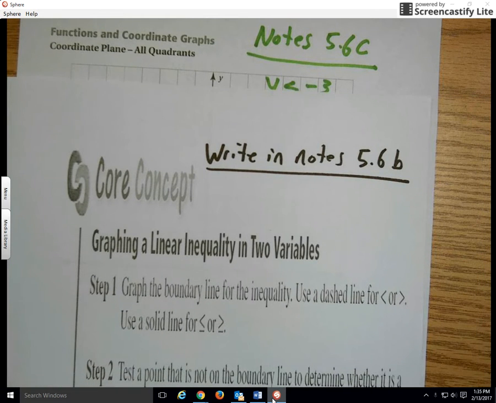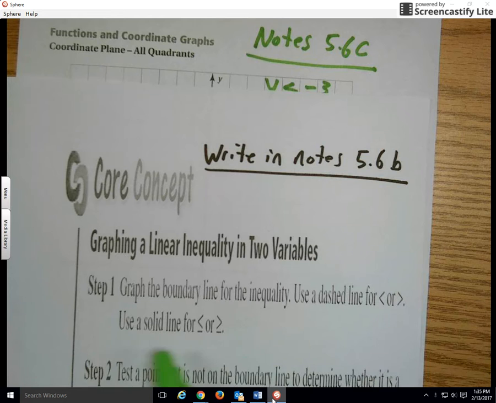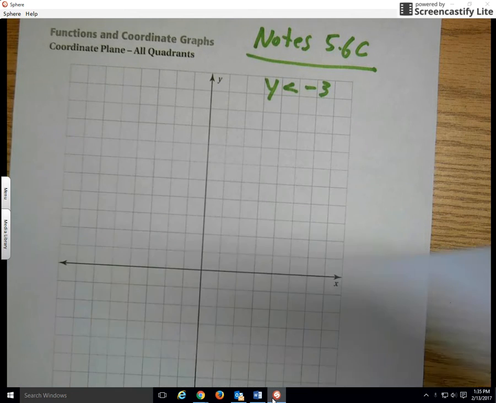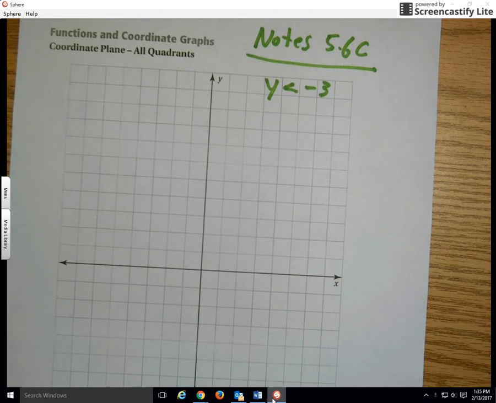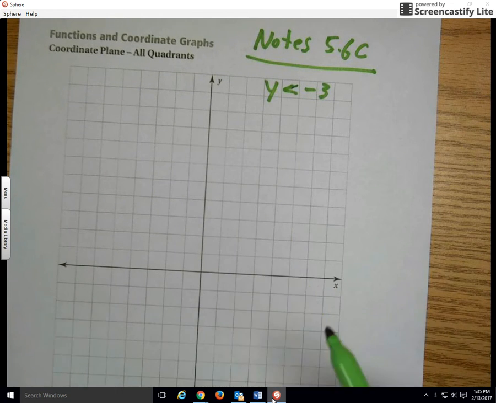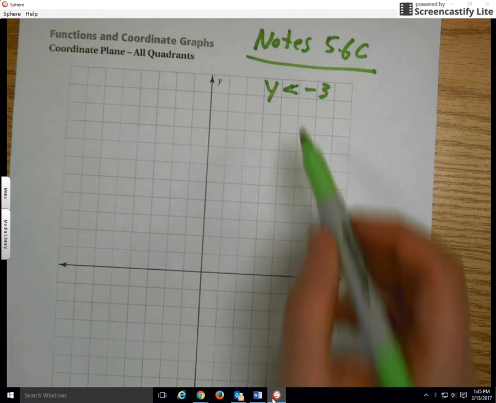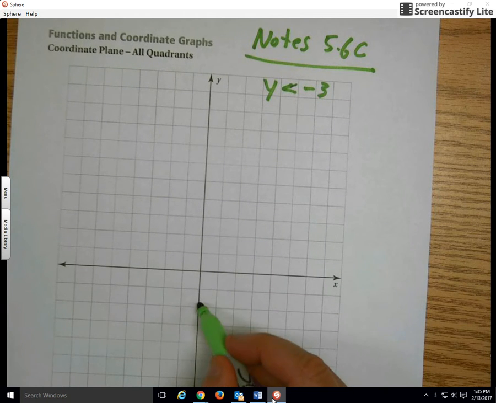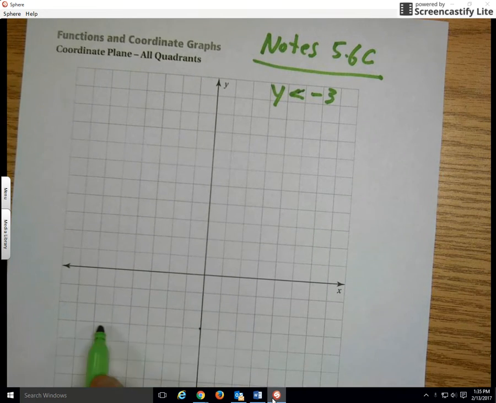Use dashed lines for is less than or is greater than, and solid line for is greater than or equal to or is less than or equal to. So this is a dashed line because you're not going to include the boundary line in your answer. y is less than -3. Go down to -3. 1, 2, 3. You just draw your line through it.